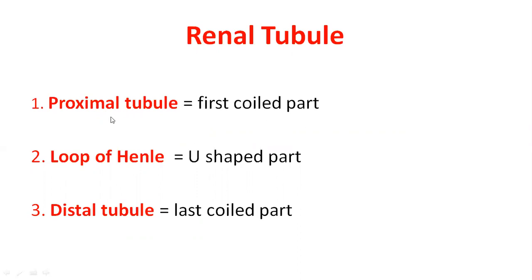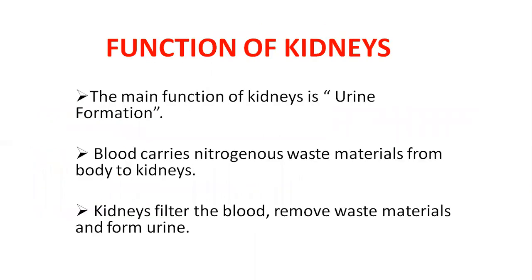The first one is the proximal tubule, which is the first coiled part. Then there comes the loop of Henle, which is a U-shaped part of the renal tubule, and then there was the distal tubule, which is the last part of the renal tubule and is also a coiled part.